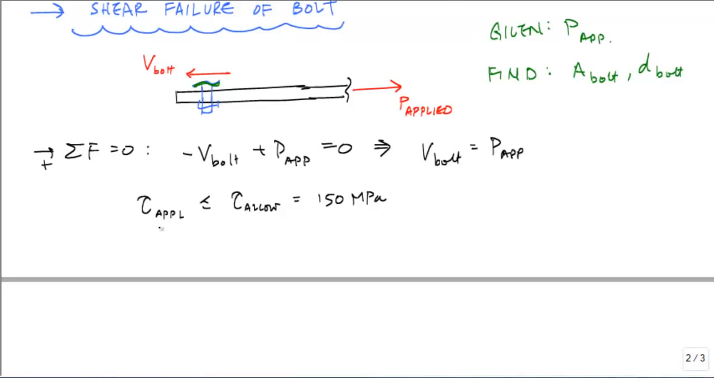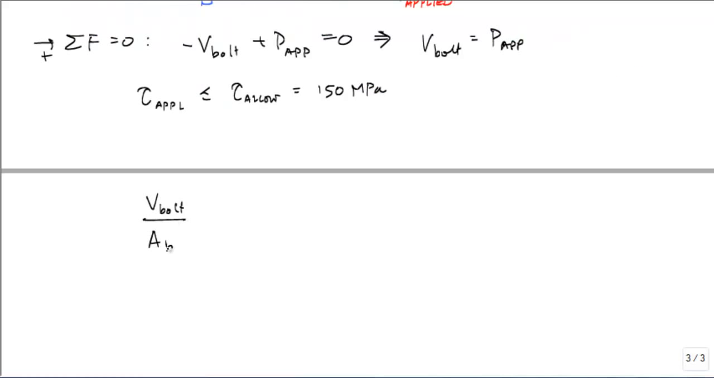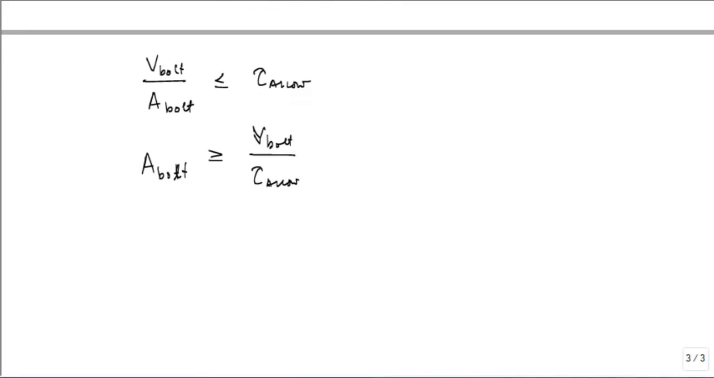Here, this tau applied is V over the area of the bolt, which is less than or equal to tau allow. And if I just rearrange this, it would say the area of the bolt must be greater than or equal to V bolt divided by tau allow. And that gives me a requirement here, and this area of the bolt could be substituted with pi dB squared over 4, the cross-sectional area of the bolt, is greater than or equal to V bolt over tau allow. And now I could solve for the diameter of the bolt.